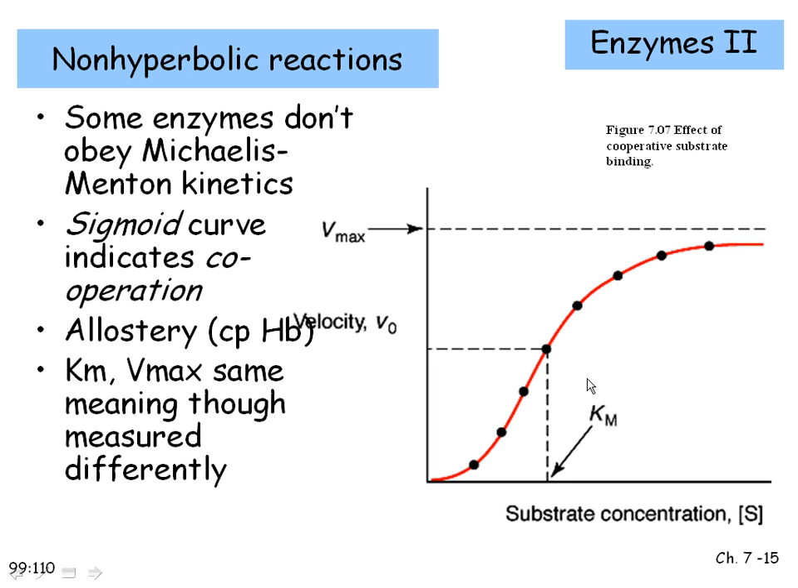We can still think about the variables we were thinking about before. There's still a Km that will reflect what concentration of substrate does it take to get to half maximal velocity. We can still talk about Vmax. How fast does the enzyme go when it is saturated? So the concepts behind Vmax and Km are still applicable. We're going to measure them in different ways, but they're still applicable. There's got to be some kind of an affinity for the substrate, some kind of rate at which the reaction goes when the enzyme is actually occupied.